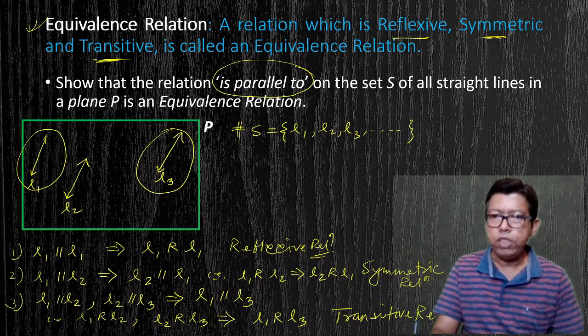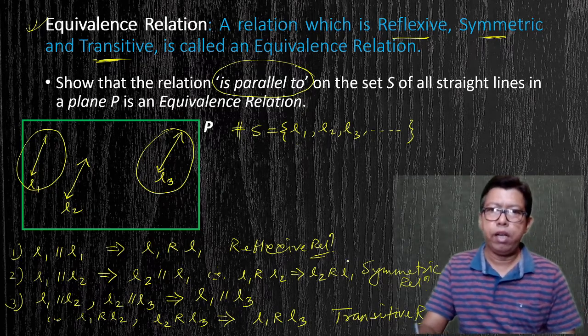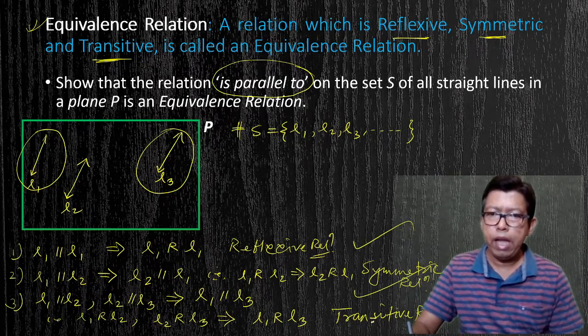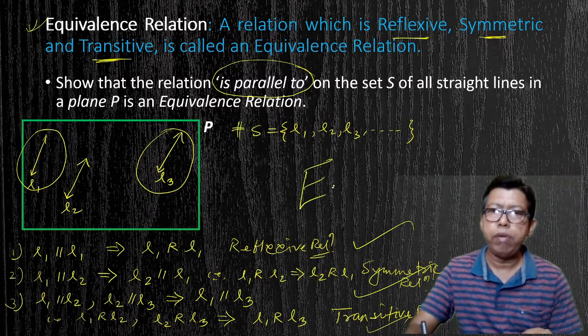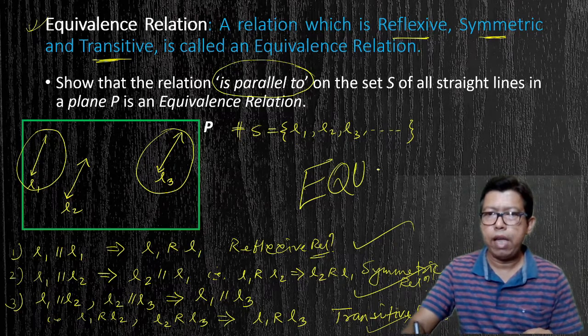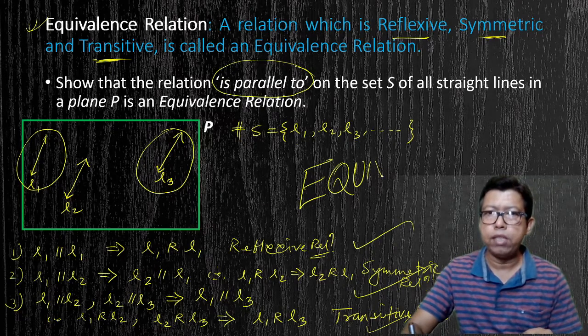So when a relation is reflexive, symmetric and transitive, this type of relation is known as an equivalence relation. So this example is for an equivalence relation.